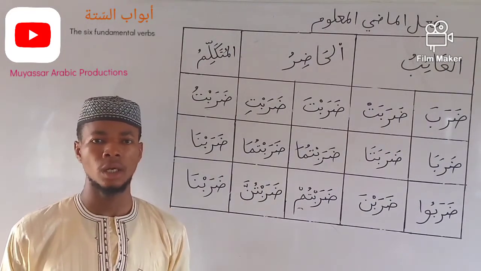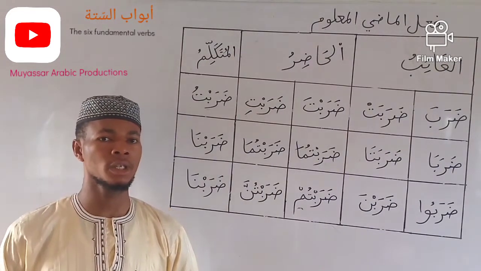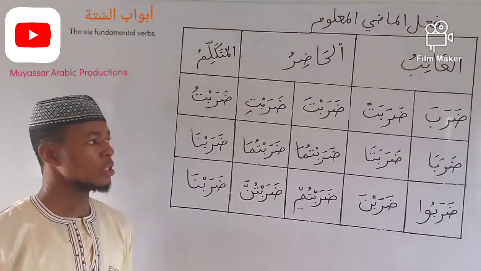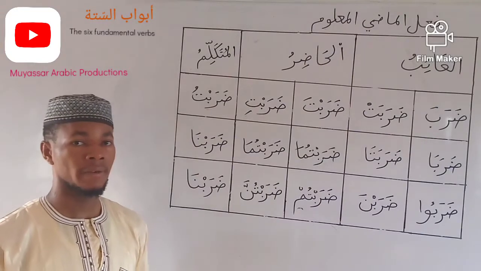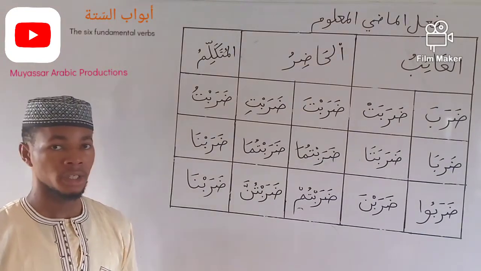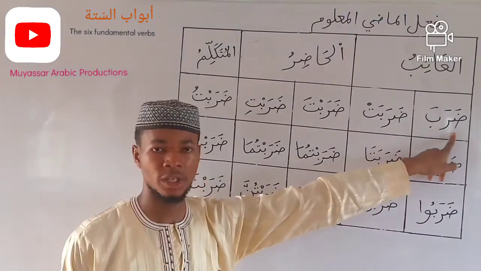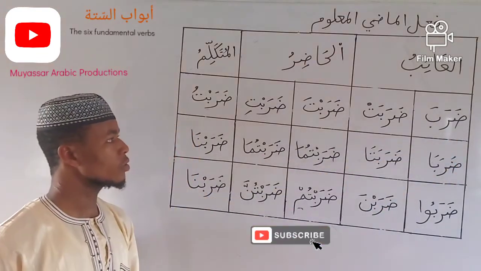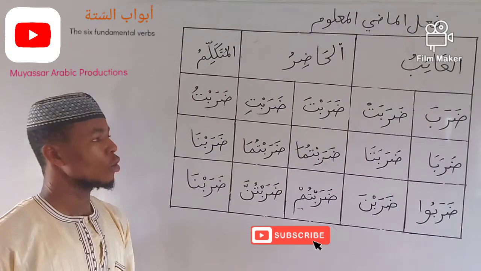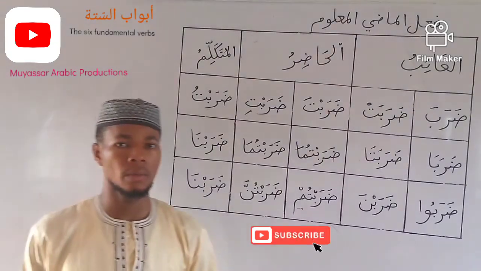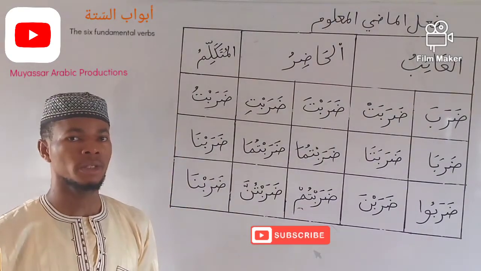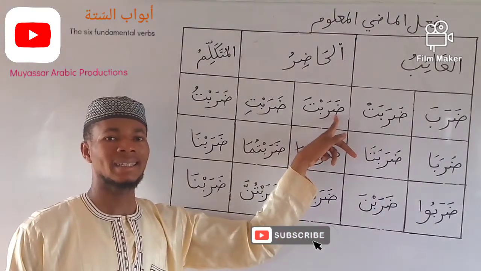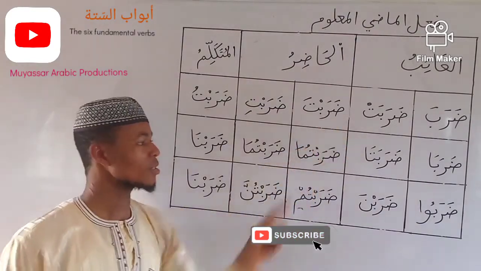Now, let's take for instance, you want to say he wrote. So which position in the table are you going to derive that from? So you want to say he wrote, you are going to derive that from here. You say kataba, meaning he wrote. Now for instance, you want to say you wrote in masculine gender. So where are you going to derive that from? You are going to derive that from here. You say katabta, you wrote masculine gender.